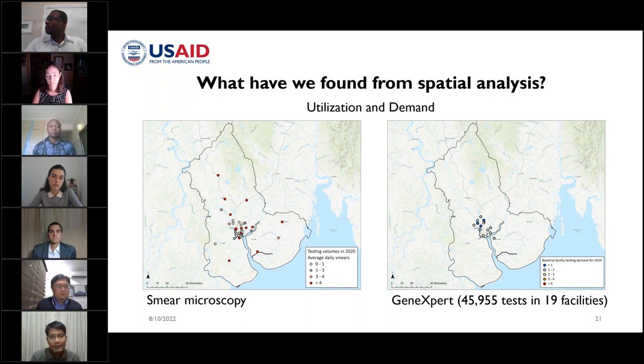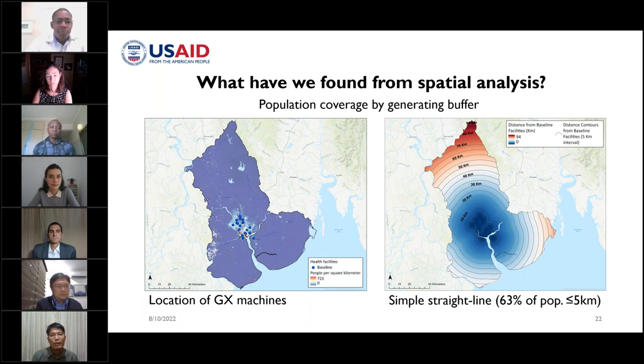For the utilization and demand, we use the testing statistics for the GeneXpert and also for the smear microscopy, because smear microscopy was the first line TB diagnostic test in 2019. So we can see the different utilization of the testing across the region. Next slide, please. For the accessibility, we overlaid the GeneXpert facility on the population density map, and we generated the buffer zone. So we found that 63% of the population were living within 5 kilometer straight line distance from the nearest GeneXpert facility. Next slide, please.